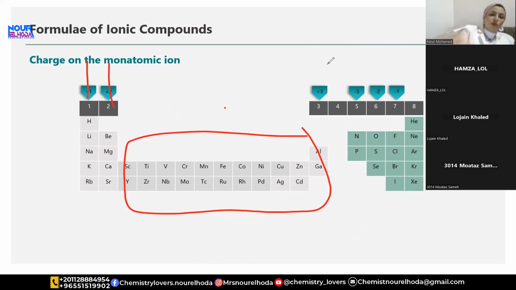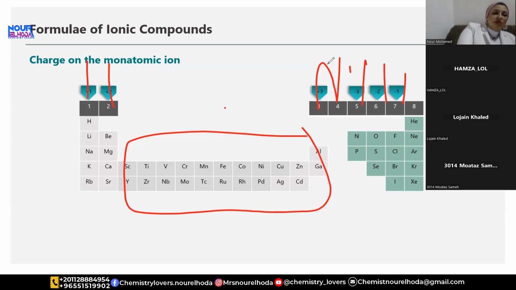If you check group 1, group 2, group 3, 4, 5, 6, 7 and so on. But the elements in the middle of the periodic table don't have a group number. So if they don't have a group number, what's the number I should put? I need to study these numbers. I need to know that all the time nickel is 2, silver is 1, lead is 2, and so on. So some elements you need to revise and memorize.